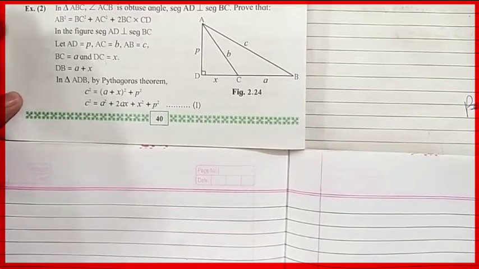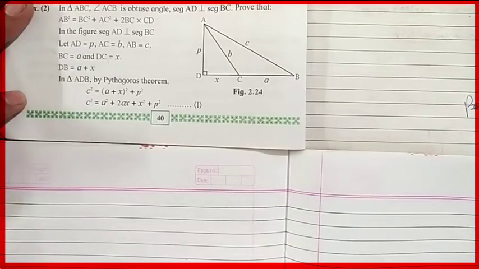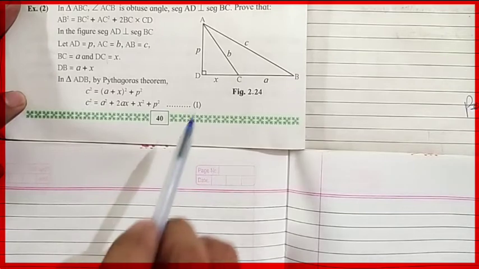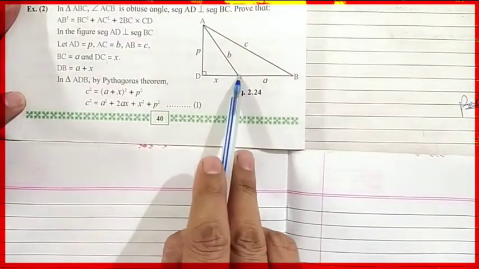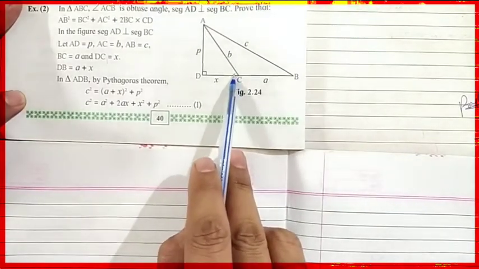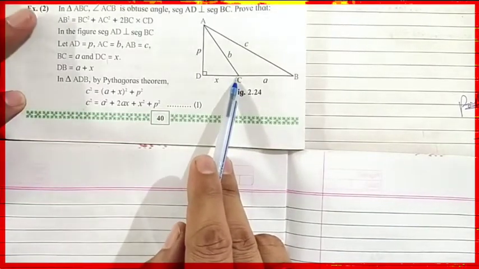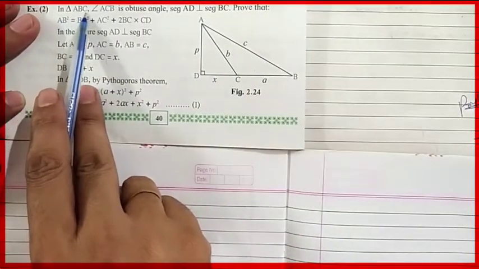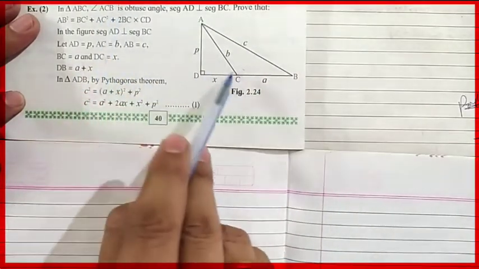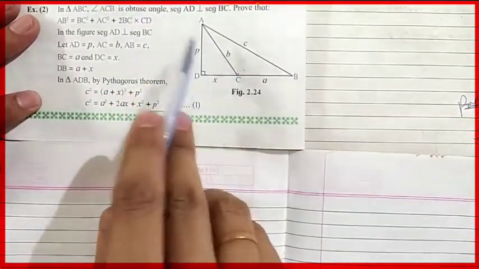So now we are going to solve the next example to understand the second application of Pythagoras theorem. It is for obtuse angle. You know, this is the diagram. Here angle C is obtuse angle. That means the measure of the angle C is greater than 90 degree. That's why the triangle ABC is called as obtuse angle. Okay. So in triangle ABC, angle ACB, that means that one, is obtuse angle. That means its measure is more than 90 degree.